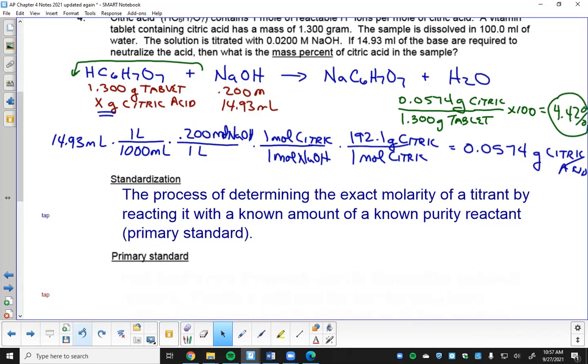It's the process of determining the exact molarity of a titrant by reacting it with a known amount of a known purity reactant, which we will call the primary standard.